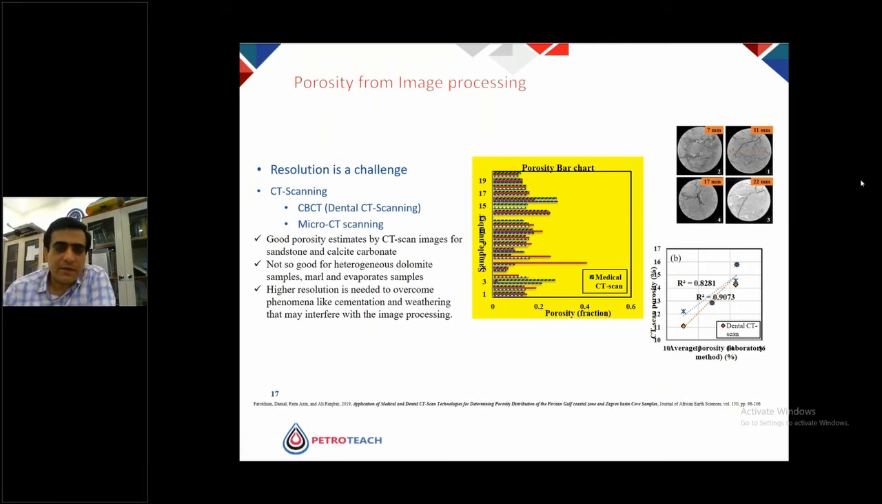So in this part, we have tested the dental CT and clinical CT scanning, but we found that for some dense materials like carbonates, I mean dolomites and evaporites, we will need micro CT scanning.